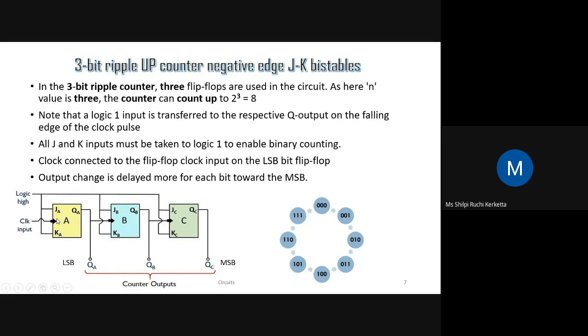And one more thing you can write: the output of the first flip flop is going to the input of the second flip flop, and the output of the second flip flop is going to the input of the third flip flop. The clock for the second flip flop is the output from the first flip flop, and the clock for the third flip flop is the output from the second flip flop.